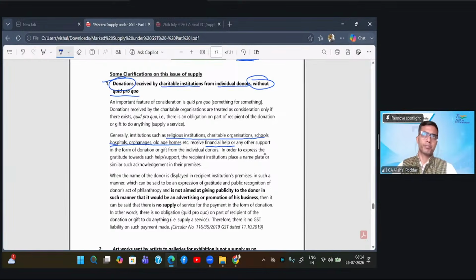Now here the situation to be discussed is that many times when you donate some amount of money to a trust, your name is put somewhere. So outside some room, on a particular bench, or on the water cooler, your name is put. Now, when your name is put somewhere, whether this putting of name will tantamount to you receiving some supply from the trust, that is the point of discussion over here.